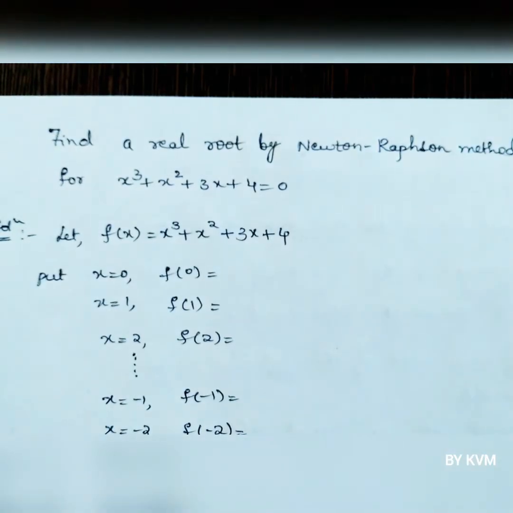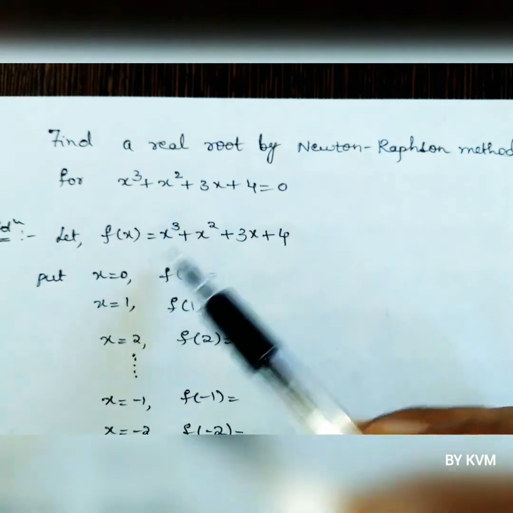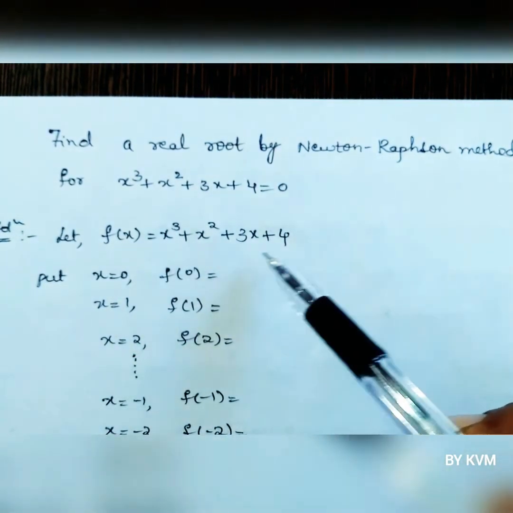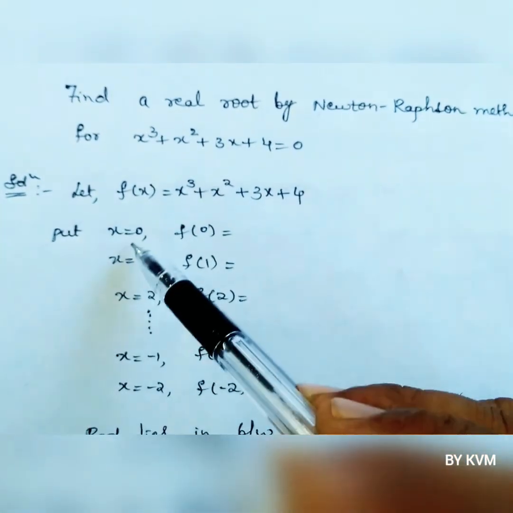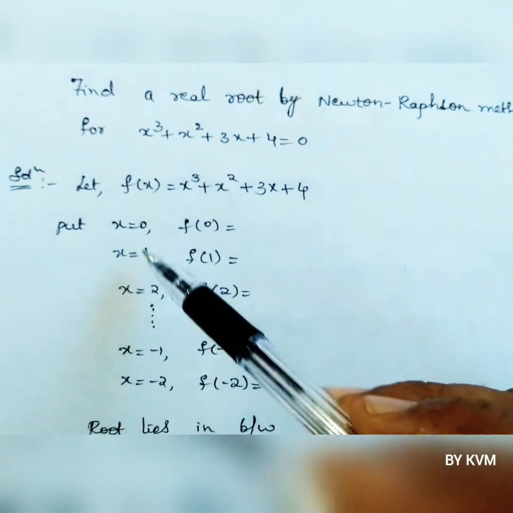Now let us solve a problem. Find a real root by Newton-Raphson method for x cube plus x square plus 3x plus 4 equals 0. So take the equation as f of x. So f of x is x cube plus x square plus 3x plus 4 equals 0. Then go on giving values for x. First we have to locate where the root lies.